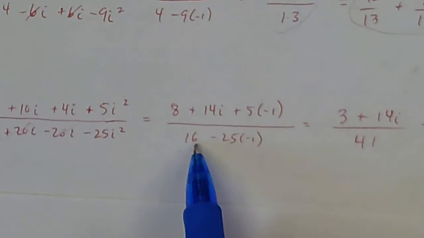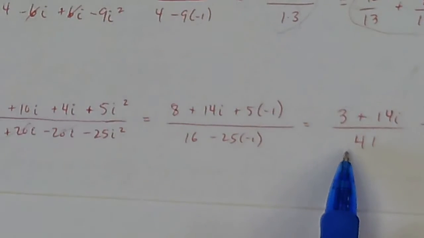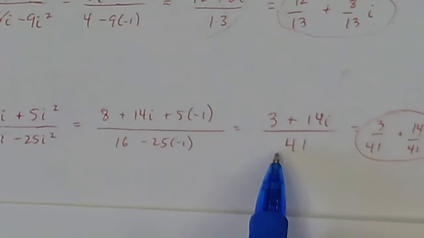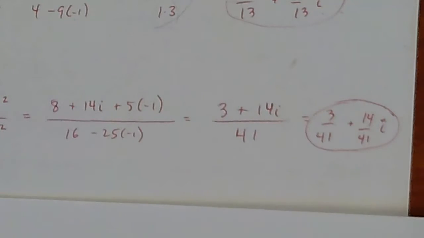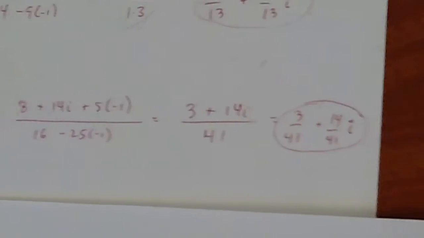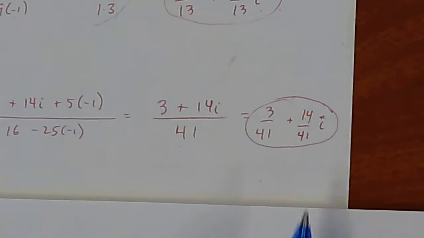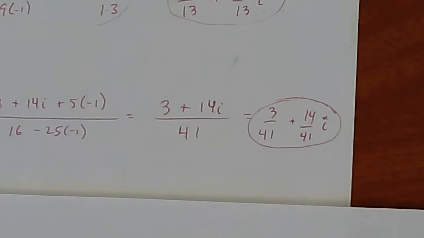So here's on the bottom. I have 16 now plus 25, so I end up with 41 on the bottom. Up top, 3 plus 14i. Now break it apart and put it in standard form and reduce if possible. In this case, I can't reduce any of those. There it is.